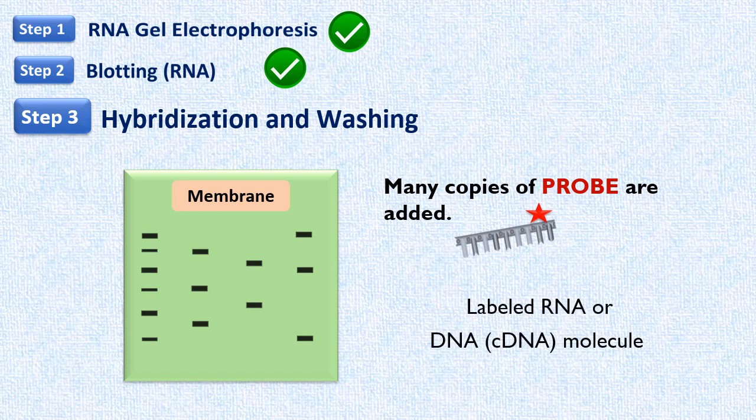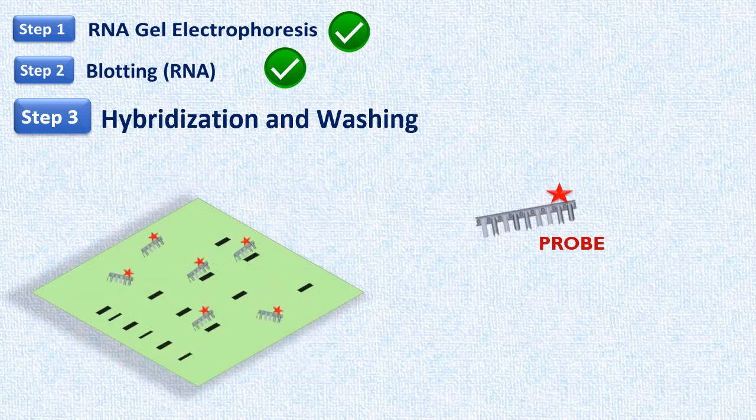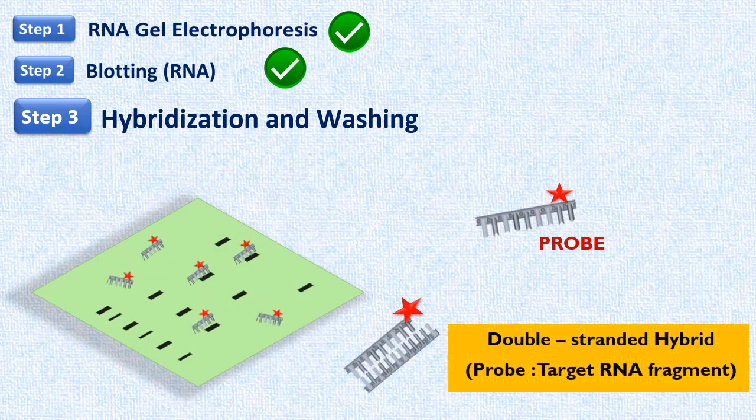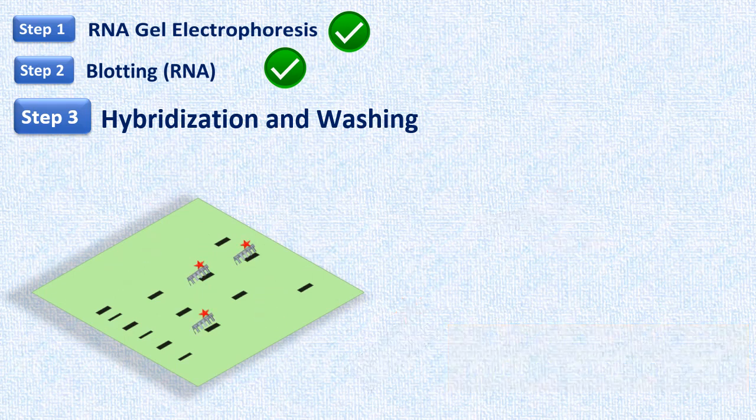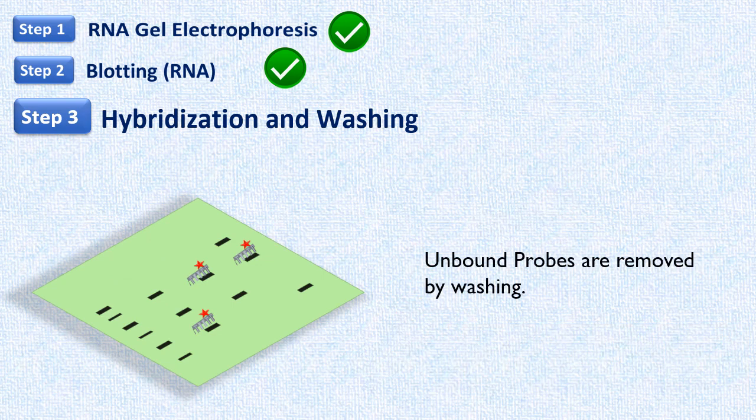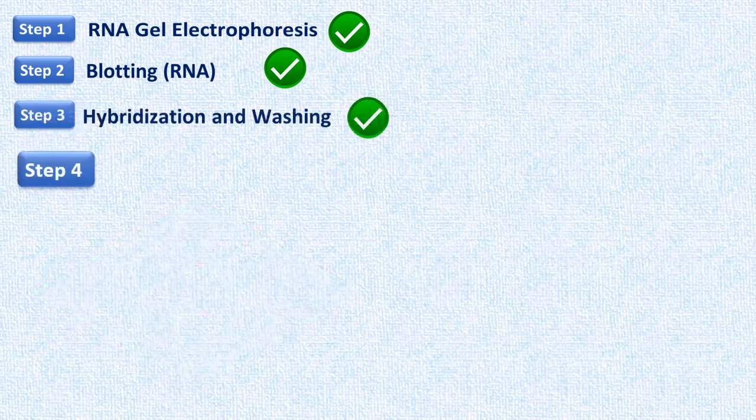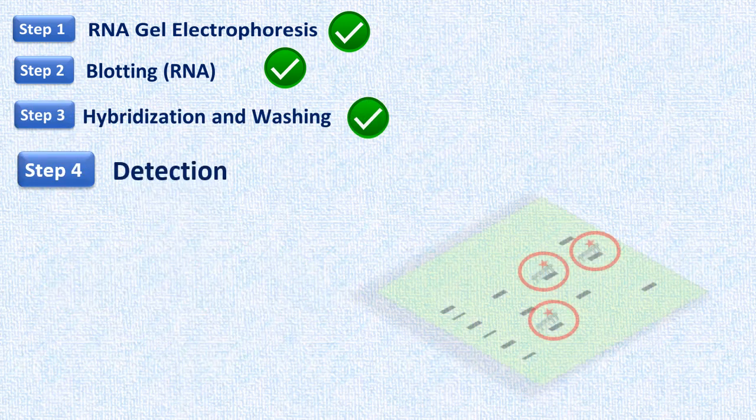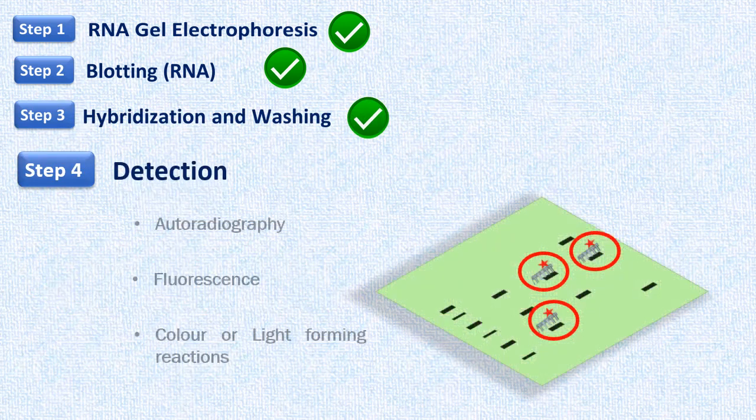When the nylon membrane is incubated with these probe molecules, probes will bind specifically to their complementary target RNA molecules. Unbound probes are removed by washing. In the fourth and final step, detection is done. Again, the detection and visualization method depends on the type of labeled molecule we used for the hybridization step.